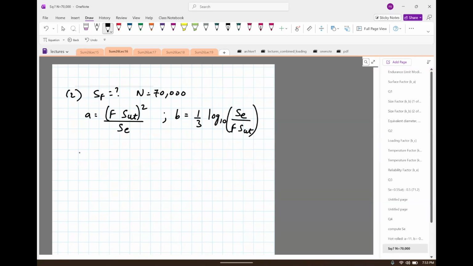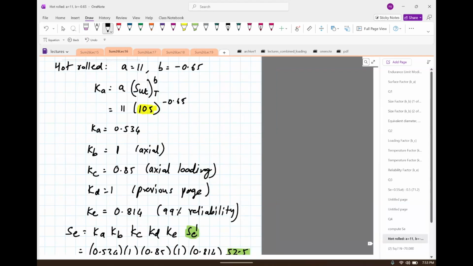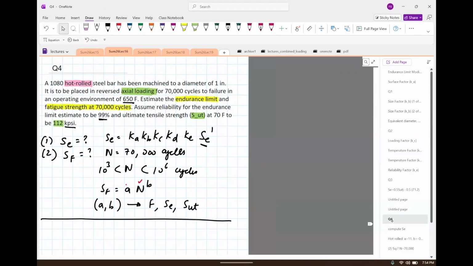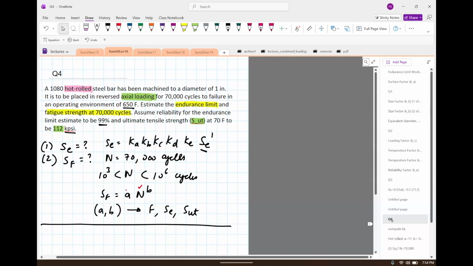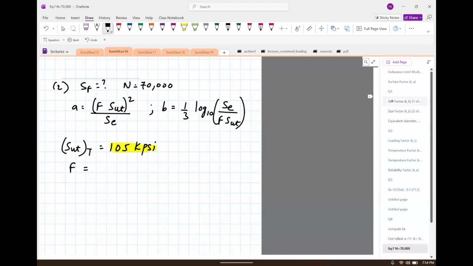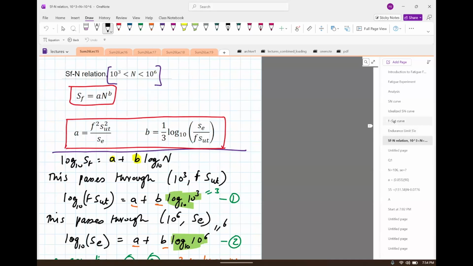Now we have to find SUT. Always, when you know the SUT at operating conditions, you want to use SUT at operating conditions. That would be 105 kpsi. This is very important. Do not use the value at room temperature. Next is F. How do we get F? If you look at the problem, F is a function of SUT. So SUT is 105.